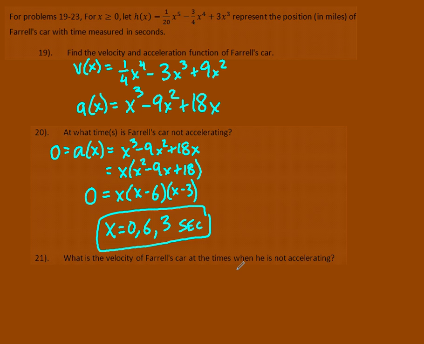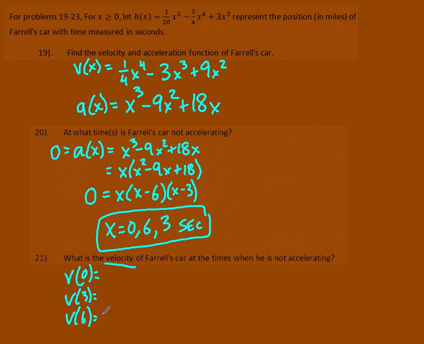Question 21 here asks, what is the velocity of the car at those times when he's not accelerating? Well, it's instantaneous velocity here. It doesn't say average, you assume instantaneous. So I want to know velocity at each of these 3 points we just found. So at 0, at 3, and at 6.